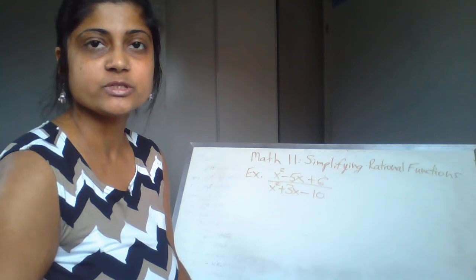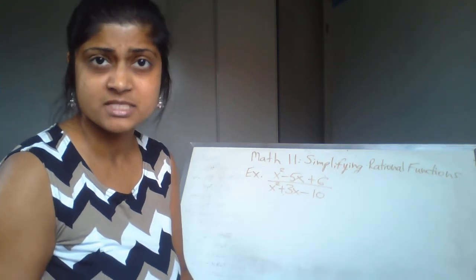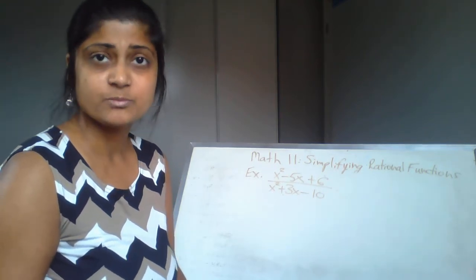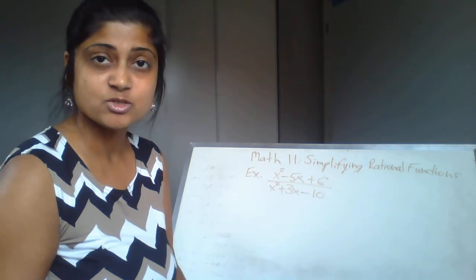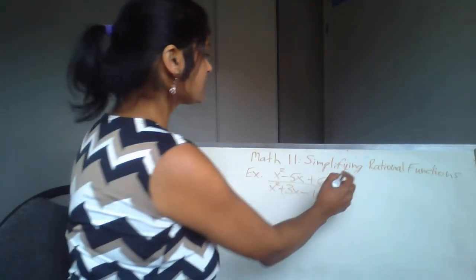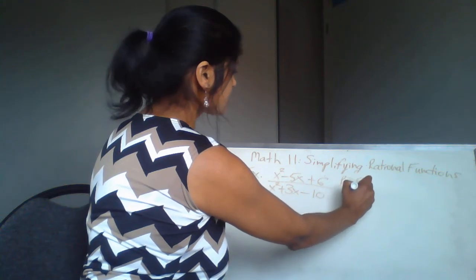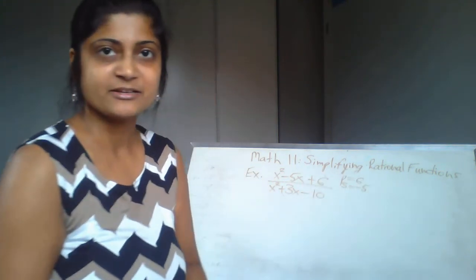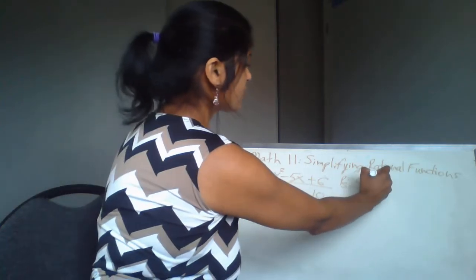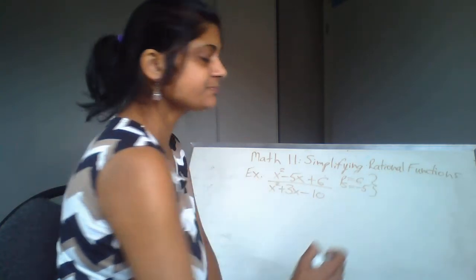Make sure you are looking at each of the signs here, okay? I always write out the product and sum. That way I don't get confused. So let's write out the product for the first one, which is equal to 6. And the sum for the numerator is negative 5. We're going to write it out on the side here.